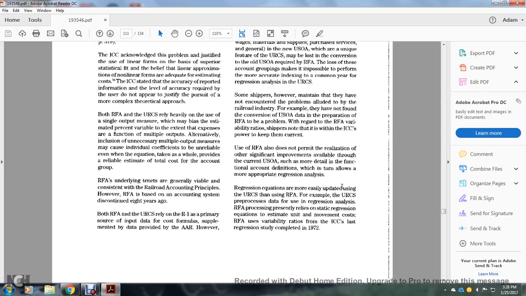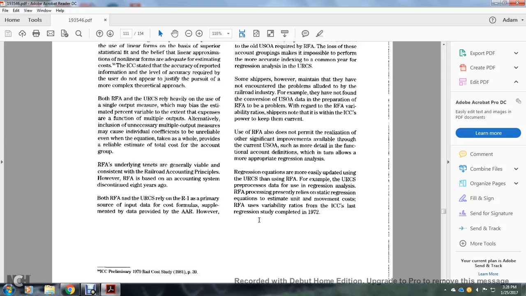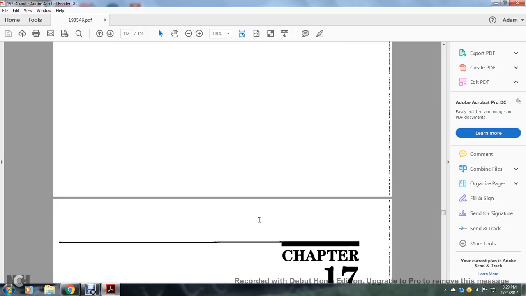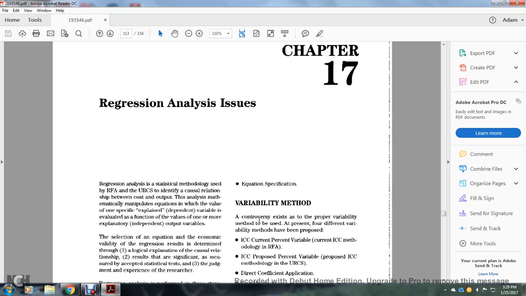Regression equations are more easily updated using the Uniform Rail Costing System than the Rail Form A. For example, the Uniform Rail Cost System pre-processes data for the regression analysis. The Rail Form A presently relies on static regression equations to estimate the unit cost of the movement. The Rail Form A variable ratios come from the Interstate Commerce Commission's last regression study, completed in 1972. Regression analysis issues, chapter 17.